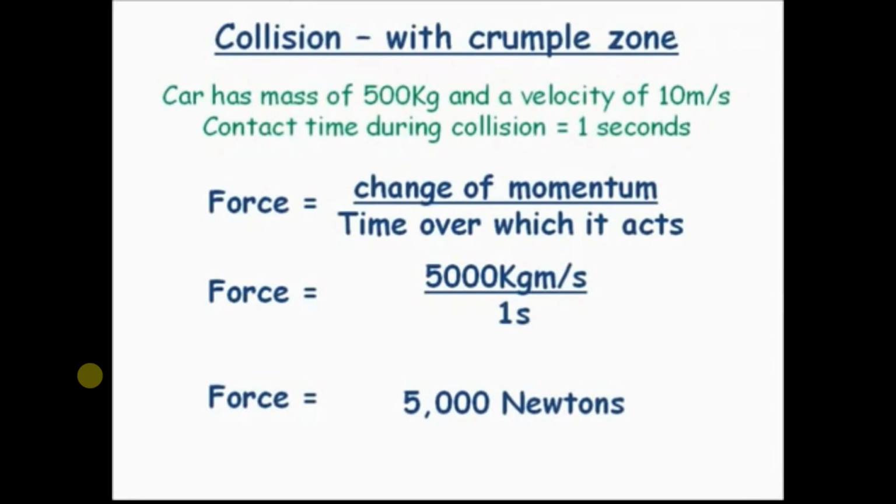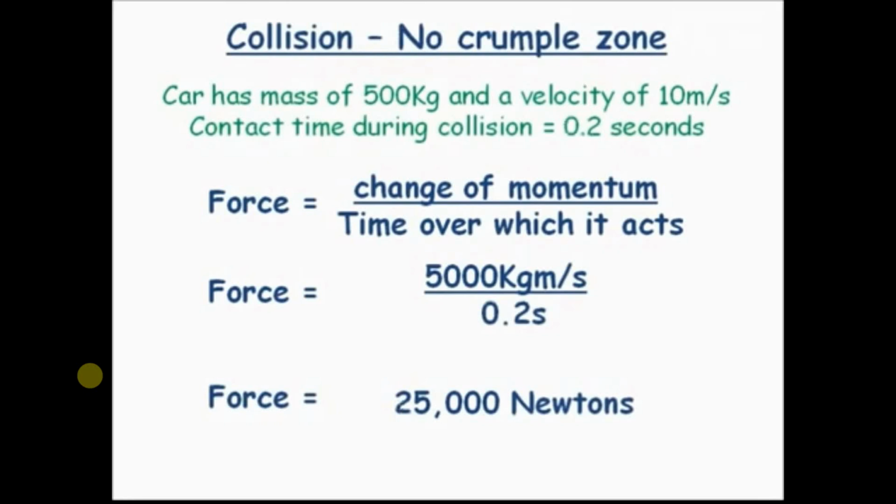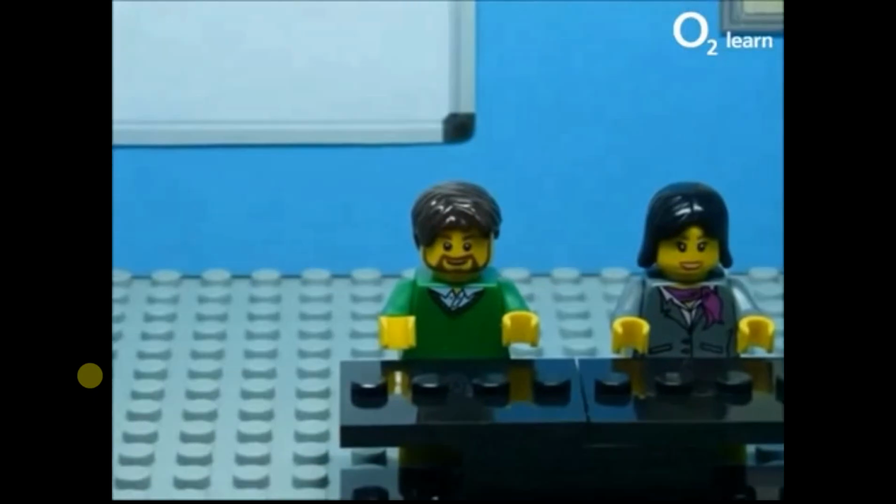In the first collision, when the car had a crumple zone, the car and the wall were in contact for 1 second. So if we put those numbers into the formula, we can see we get a force of 5,000 newtons. Now let's look at the second collision. In this one, the car had no crumple zone. So the car had the same change of momentum, because it was still 500 kilograms, going at a velocity of 10 meters per second, but the contact time between the wall and the car was only 0.2 seconds. So if we put these numbers into the formula, this time we get a force that's much greater of 25,000 newtons, which is why poor old Ollie ended up being thrown out of his seat.